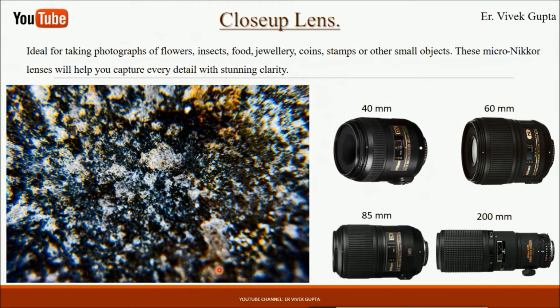So basically these close-up lenses, or you can say macro lenses, are both the same. These are used to capture small objects which cannot be captured using a normal lens, like flowers, insects, food, jewelry, etc. Very commonly used close-up or macro lenses are the 40 mm lens, 60 mm lens, 200 mm lens, or 85 mm lens.